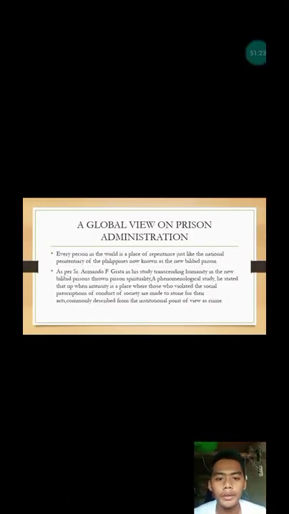A global view on prison administration. Every prison in the world is a place of repentance, just like the National Penitentiary of the Philippines, now known as the New Bilibid Prison.